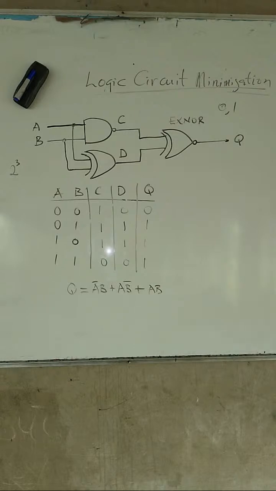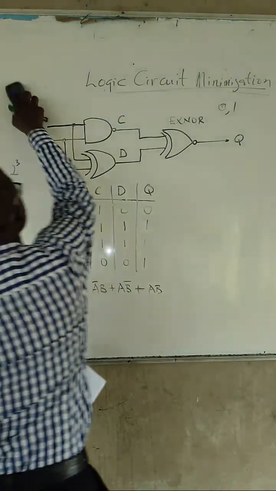So right now I'm going to the next example, that is example 2. Example 2 also is a combinational circuit that has only 2 inputs. So let's see example 2.